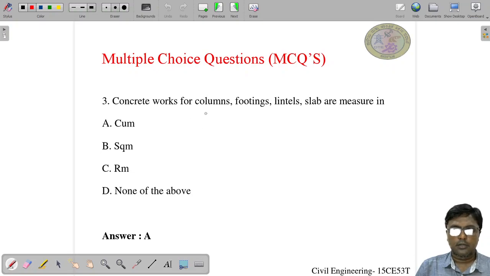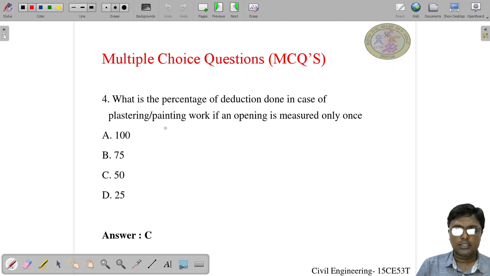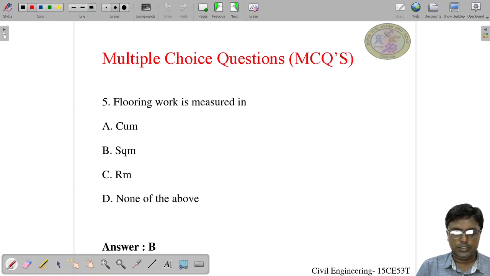Concrete works for columns, footings, lintels and slabs are measured in cubic meter. Correct? We just saw how to do it. Next, what is the percentage of reduction done in case of plastering or painting work if an opening is measured only once? We have discussed it just now, which is nothing but 50%. Flooring work is measured in square meter.